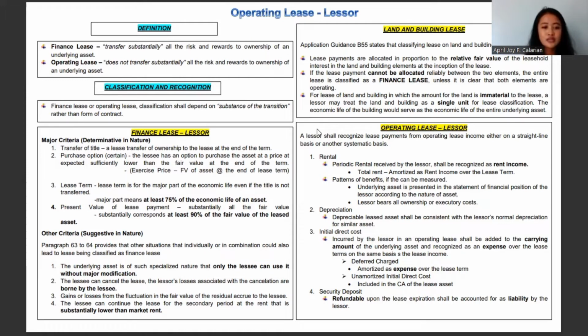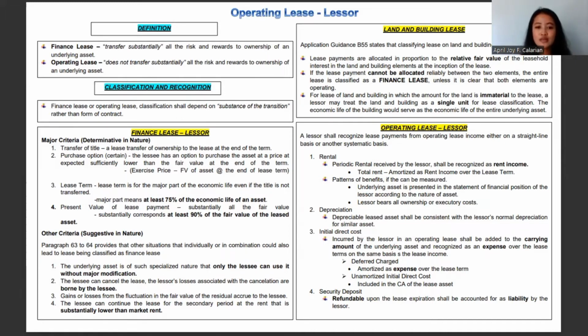We have third, gains and losses from the fluctuation in fair value of the residual accrued to the lessee. We have fourth, the lessee can continue the lease for secondary periods substantially lower than the market rent. Operating lease income shall be recognized on either a straight line basis or another systematic basis.